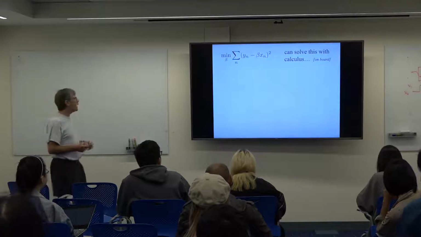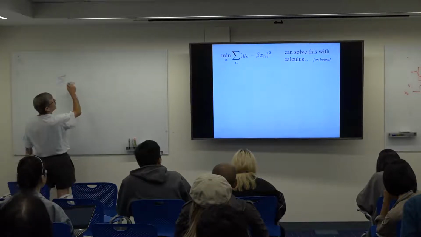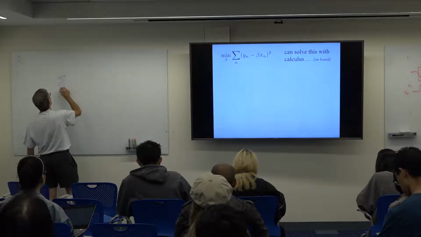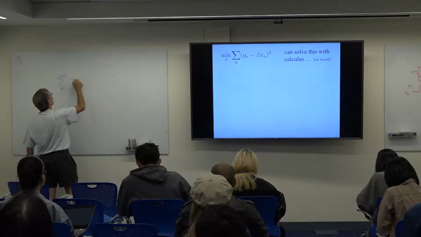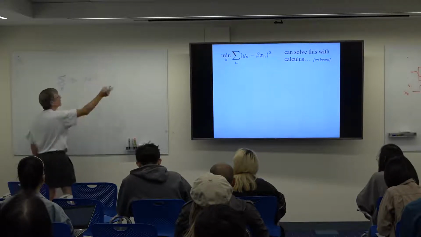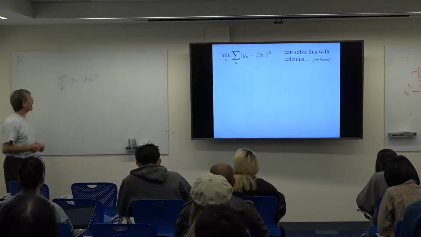Okay? So we have this equation, which is the sum over n of (yn minus beta xn) squared. Write it the same way as before. That's the same as that thing. This one's kind of different. Okay? So I'd like to minimize that.